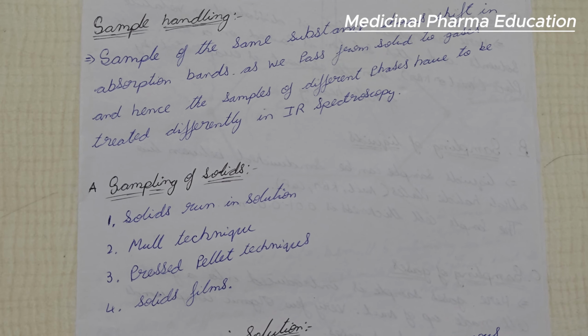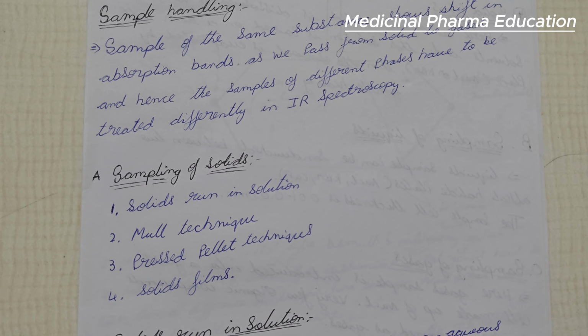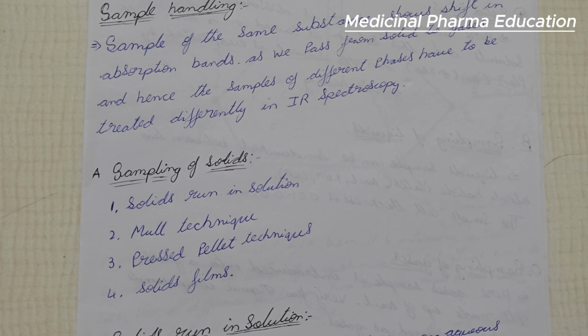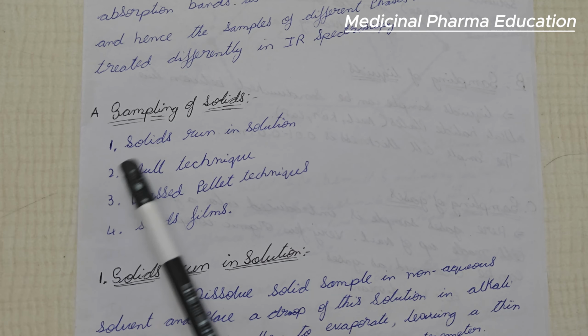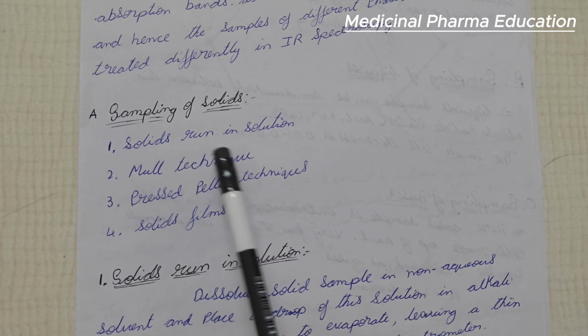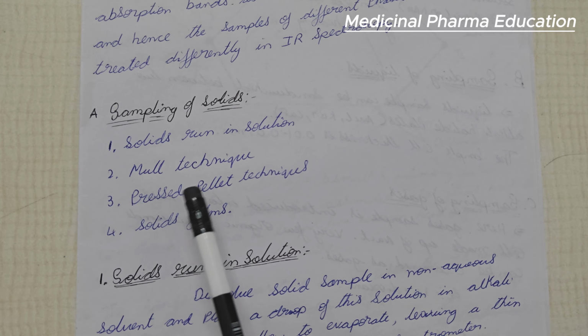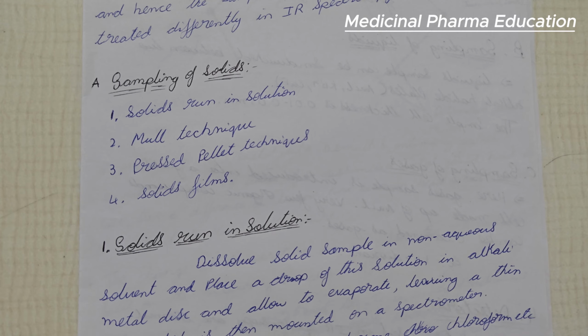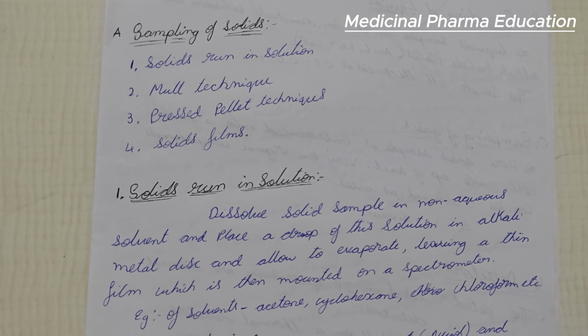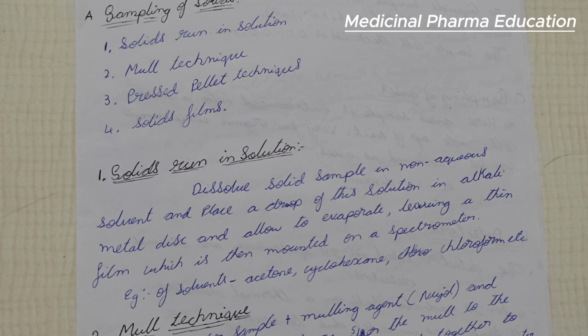Next, there are mainly four techniques for solids, and techniques for liquids and gases. We will go through them one by one. There are four techniques for solids: solid run in solution, mull technique, pressed pellet technique, and solid films. I think I have listed all four. We'll go through them one by one in detail.